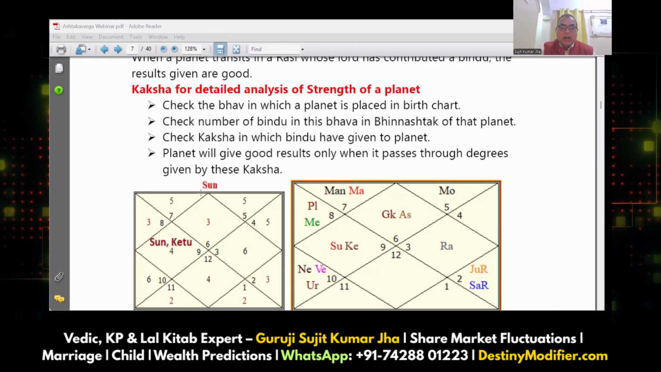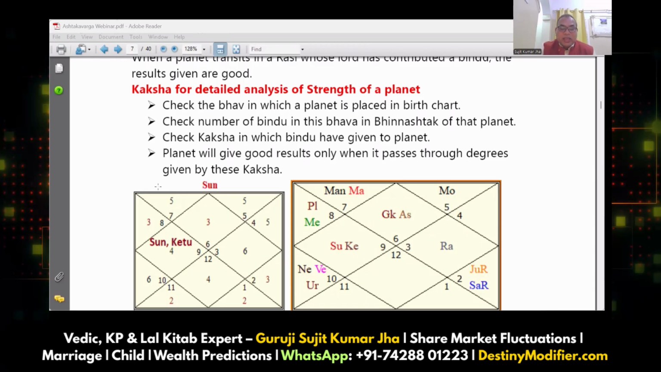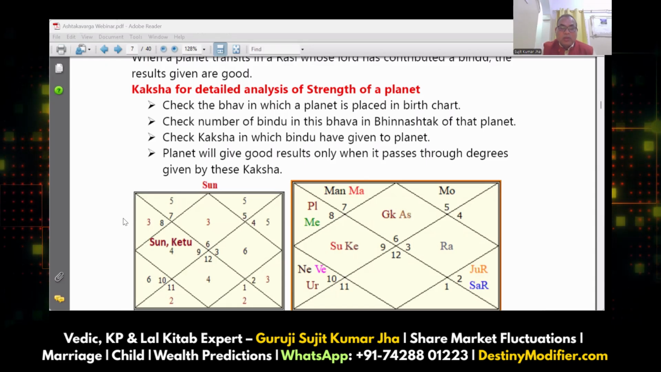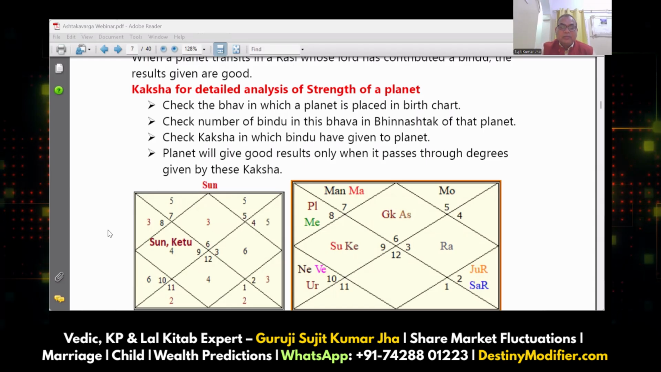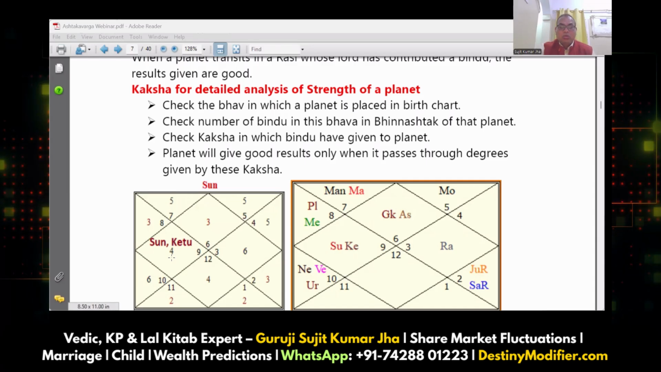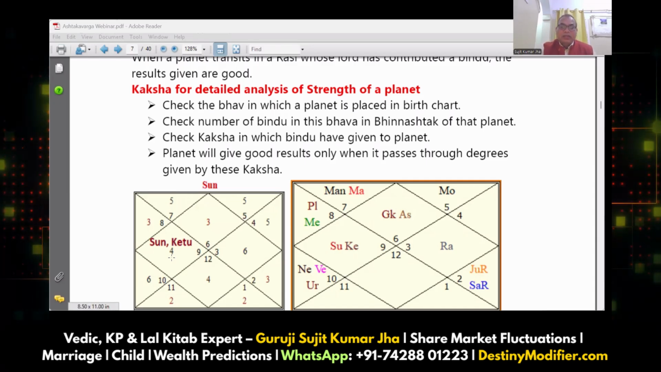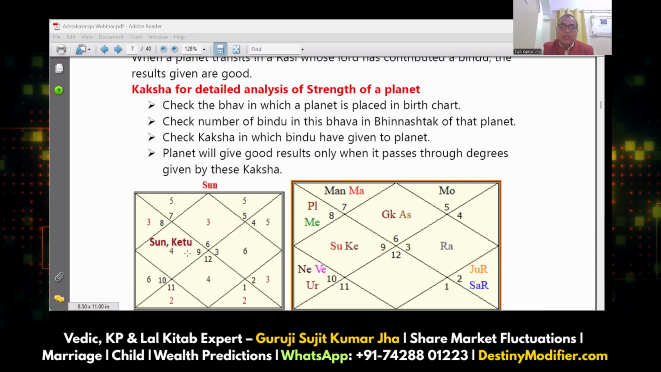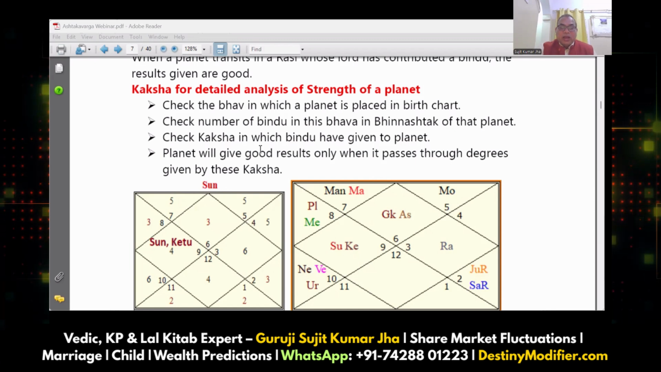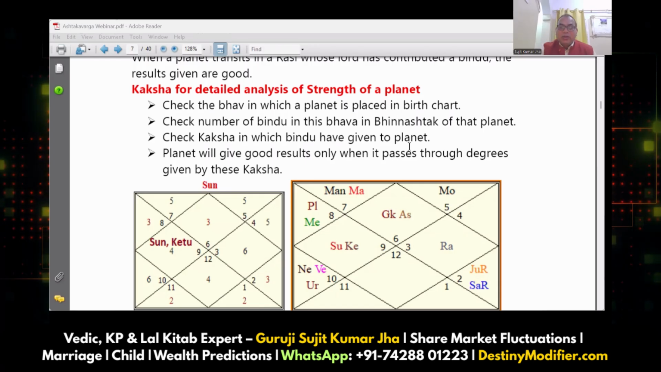On the left side, you see the chart. Here in Sagittarius sign, the number given is 4. So it means in that bhav where the Sun is placed, its point is 4. So 4 points means the Sun will give an average result. Suppose if 5, then the Sun will give a good result. Now check the Kaksha in which bindu have been given to that planet.